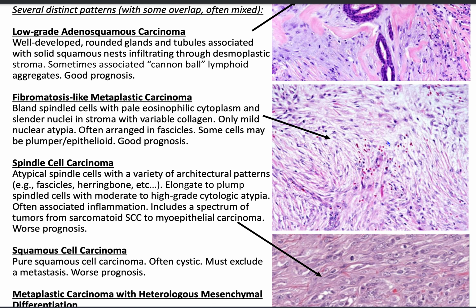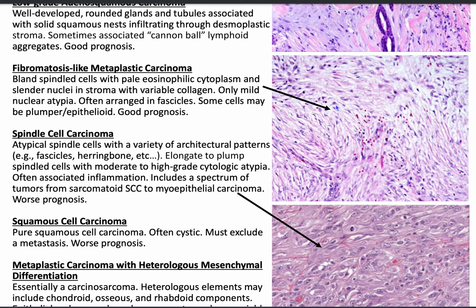and this is a relatively good prognosis. Now, we just talked about desmoid fibromatosis, so some of the histologic features of those overlap with fibromatosis-like metaplastic carcinoma. They'll have bland spindle cells with pale eosinophilic cytoplasm and slender nuclei. You can have variable amounts of collagen in the stroma. There's only mild nuclear atypia, and it's often arranged in fascicles. This also has a good prognosis.